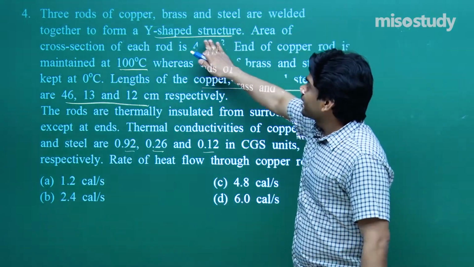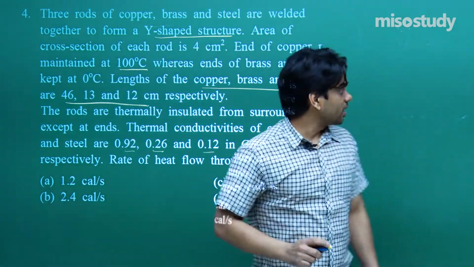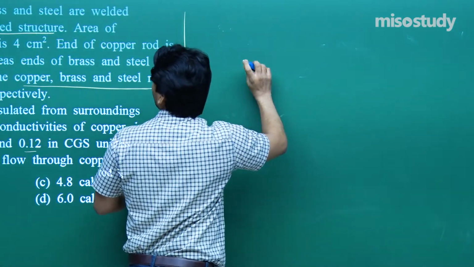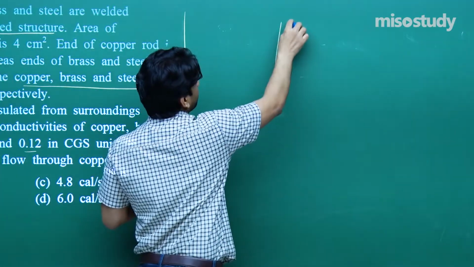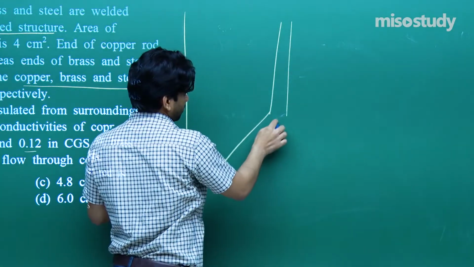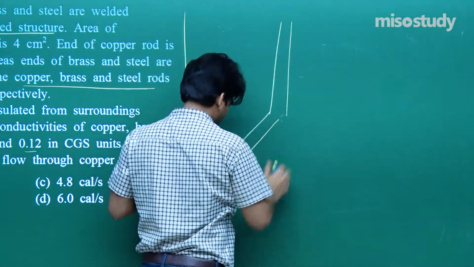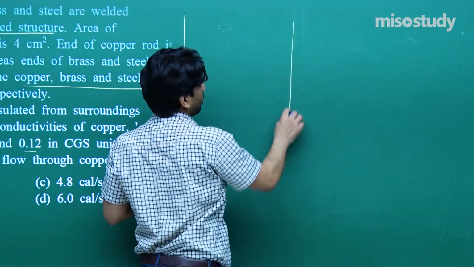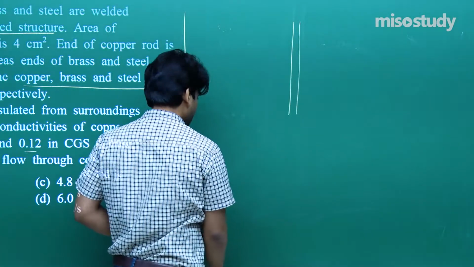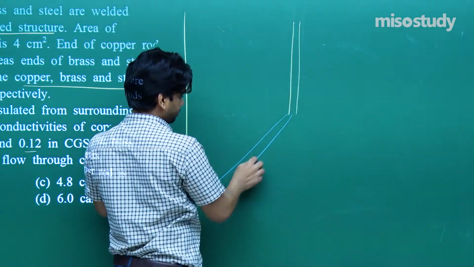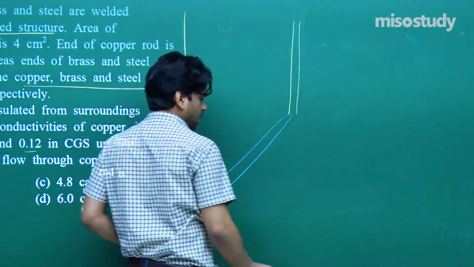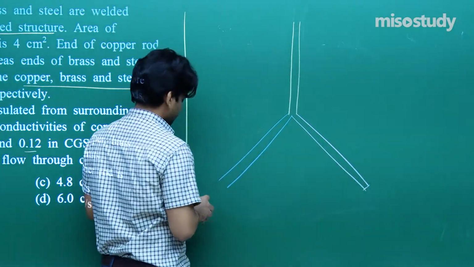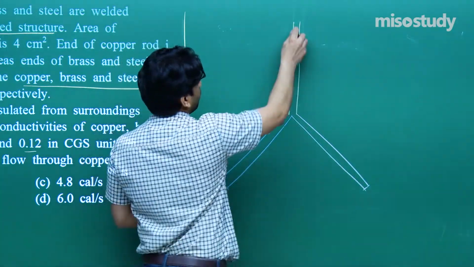See, they are connected in a Y-shaped structure. So if I draw a Y-shaped structure, it will be somewhat like this. 3 rods of copper, brass and steel. I am going to draw an inverted structure. This you will understand as I complete the figure, as I start explaining to you all about this diagram. Let's say this is a copper rod, then we have the brass and steel, and next we have their end temperatures. I believe it's clear to you all about this Y-shaped arrangement.